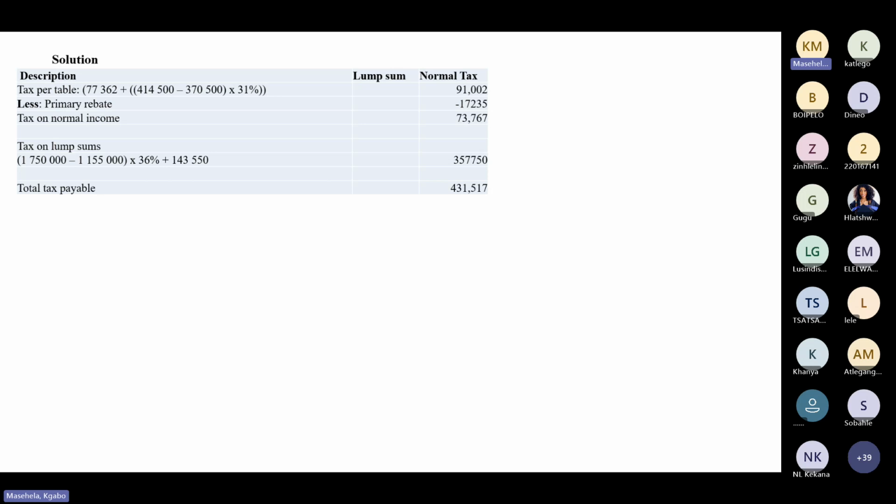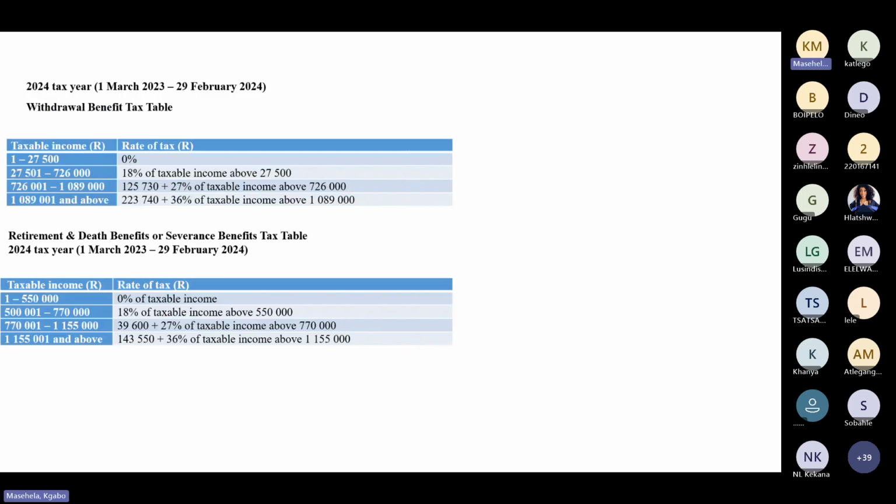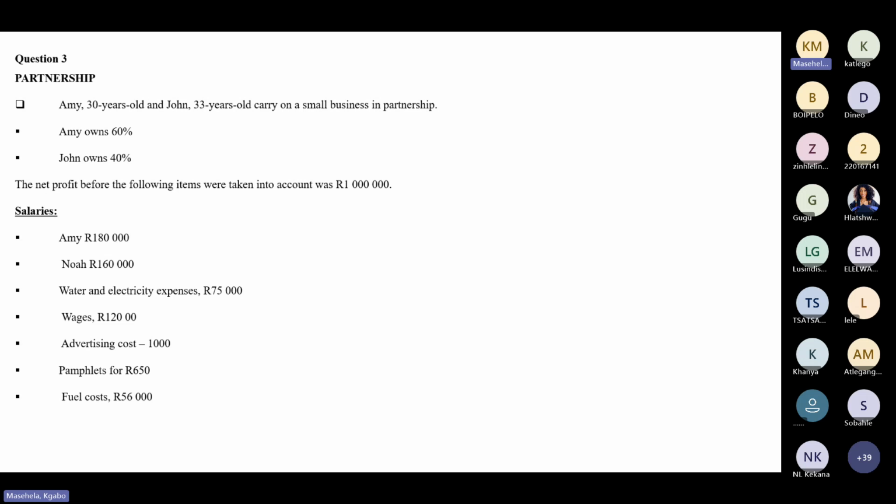Then under lump sum, Miss Elliot is paying 357,750. Under normal tax, she's paying 73,000. The total tax payable for that year is 431,570. Then, oh, we are done with this one. Then the last one is partnership.